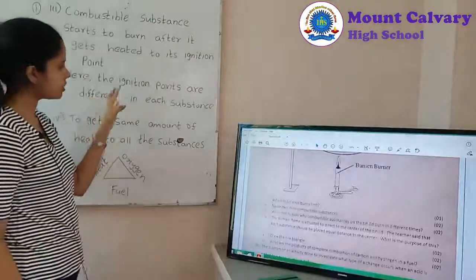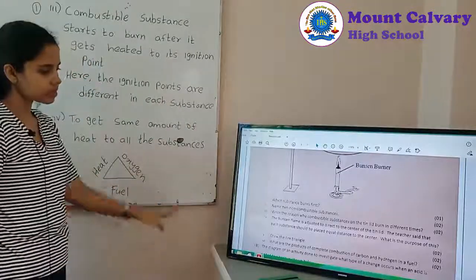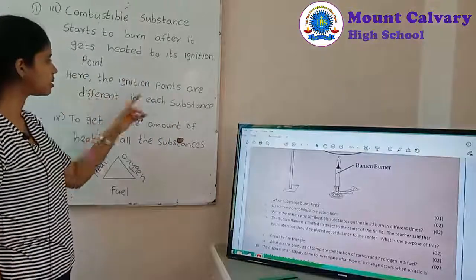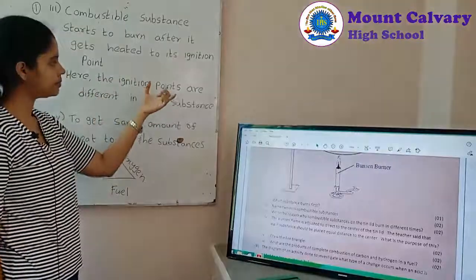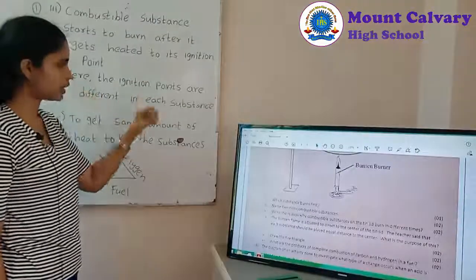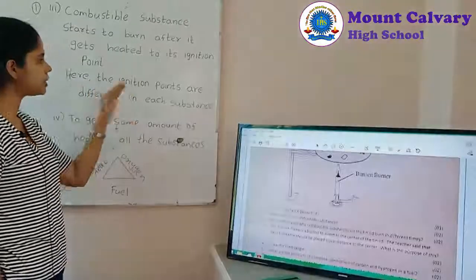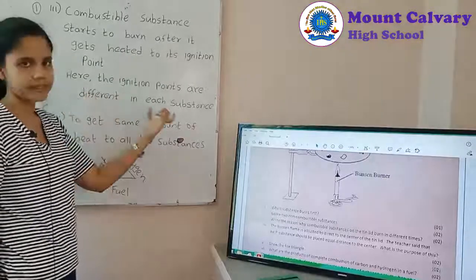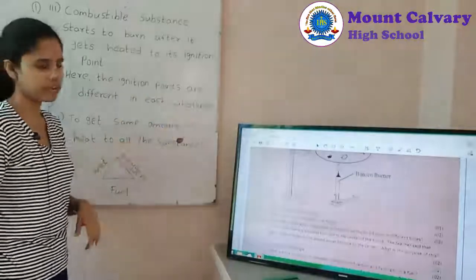The ignition points are different in each substance. There are 4 combustible substances, and each has an ignition point different from the others. The magnesium ribbon has a different ignition point. Sugar has another ignition point. Likewise, all the combustible substances have different ignition points, so they start to burn at different times. That is the reason.